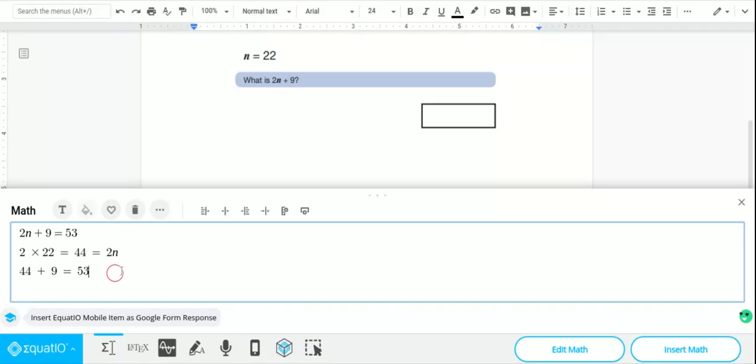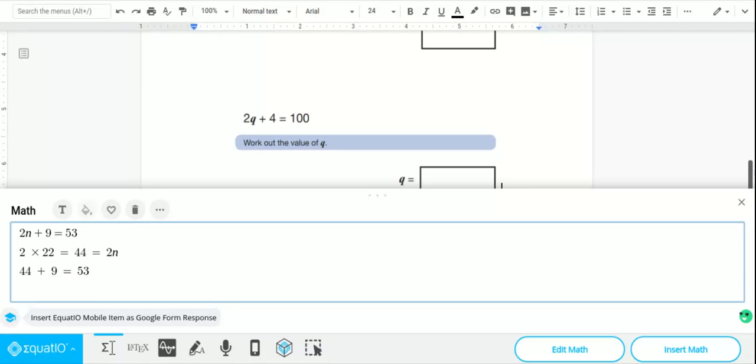Now let's do the second part. Let's move along slightly to the middle. And the second part is 2q. So I'm going to write 2q plus 4 equals 100. 2q plus 4 is 100. What is q? So we need to put a value here. 2 times something plus 4 equals 100.